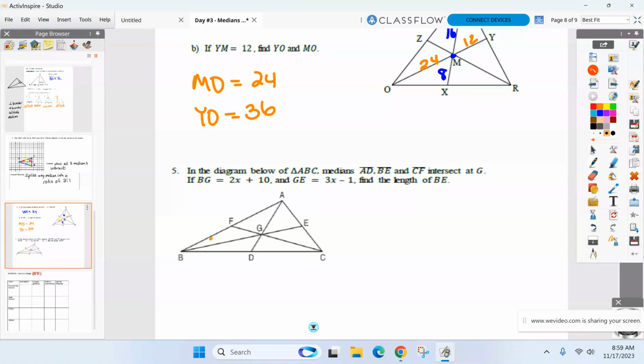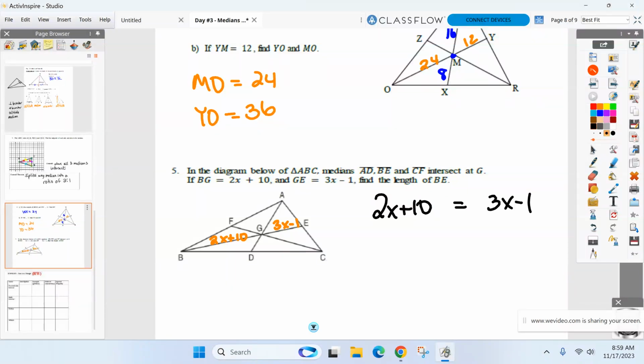BG is 2x plus 10, GE is 3x minus 1. All right, what am I going to do with them? Let me write the incorrect response, which is taking them and setting them equal. They are not equal to each other, right? It's not a 1-to-1 ratio, it's a 2-to-1.